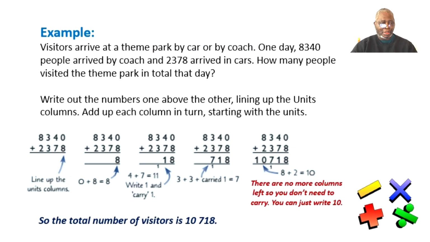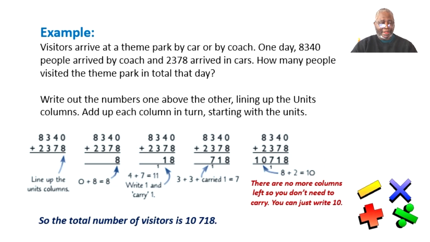Here is an example. I would advise you not to be daunted by the amount of text you see on the screen. All you need to do is just read diligently and carefully from top to bottom. The example says, visitors arrive at the theme park by car or by coach. One day, 8,340 people arrived by coach and 2,378 arrived in cars. How many people visited the theme park in total that day?